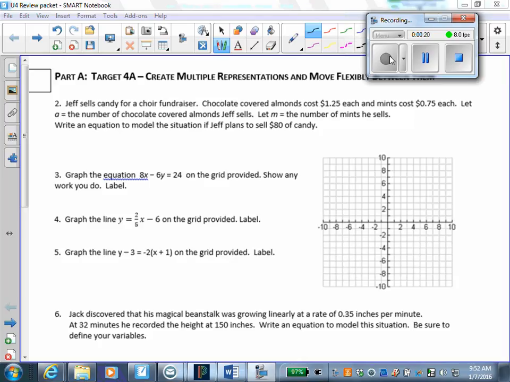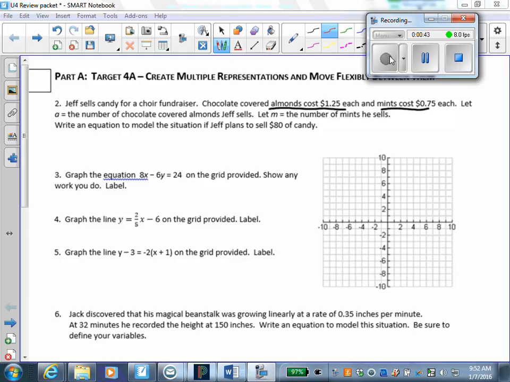Jeff sells candy for a choir fundraiser. Chocolate-covered almonds cost $1.25 each, so I'm going to underline that, and mints cost 75 cents each. Let A equal the number of chocolate-covered almonds Jeff sells. Let M equal the number of mints he sells. Write an equation to model the situation if Jeff plans to sell $80 of candy.